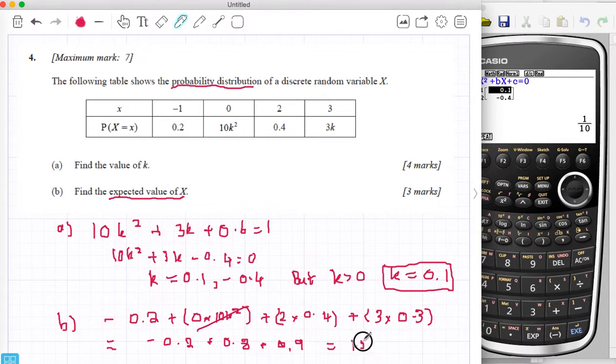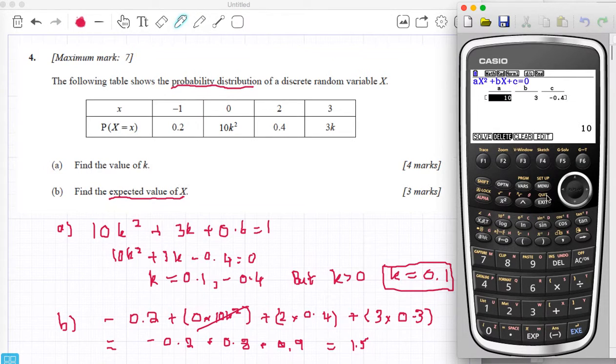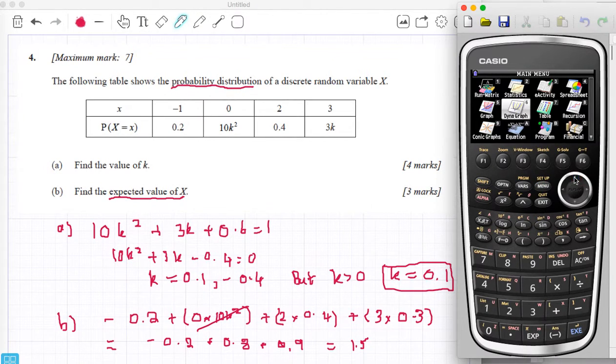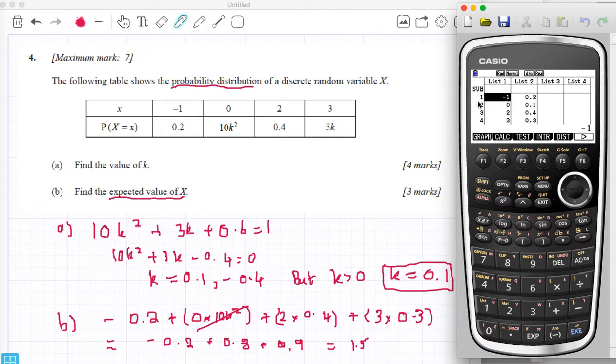Now that's fine. I can do that without a calculator. However, if I want to double check my answer, I can go to the menu, I can go to the statistics option, and I can type these in as 2 lists. Now, to save time with this video, I've already done it. Next to it, I put the probability.